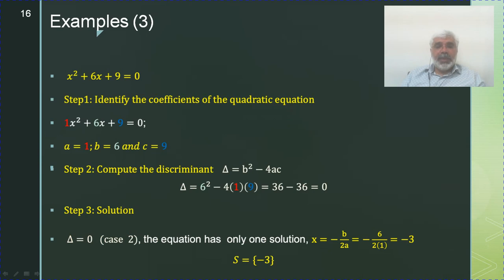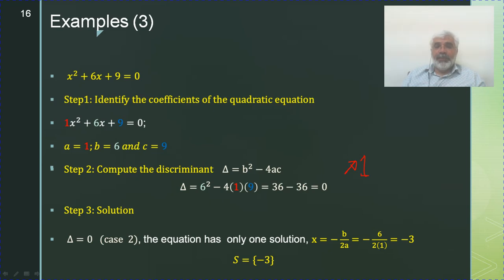Now compute the discriminant. Delta equals b squared minus 4ac. 6 squared minus 4 times 1 times 9. 6 squared is 36. 4 times 1 times 9 is 36. So delta equals 0. This is case number 2. When you have case number 2, delta equal to 0, then it is just one solution.